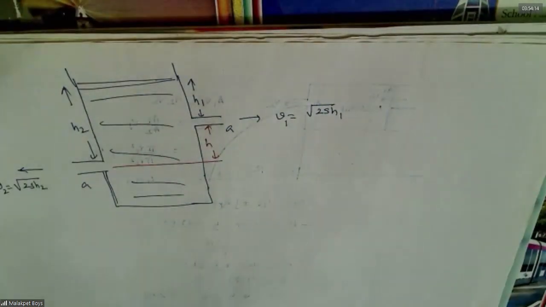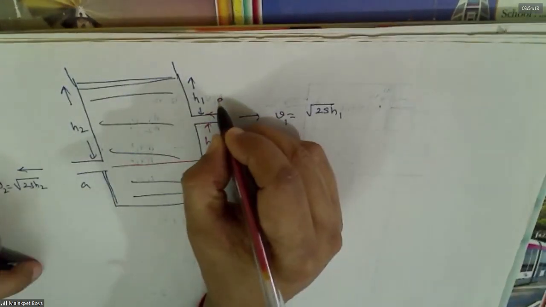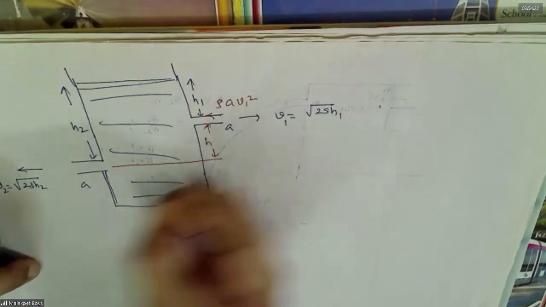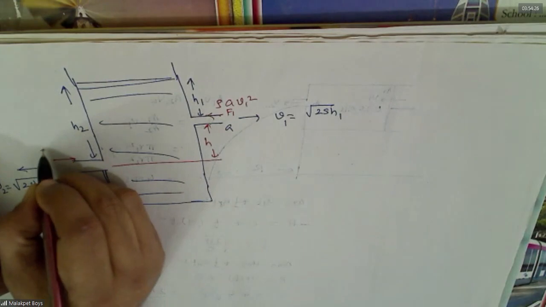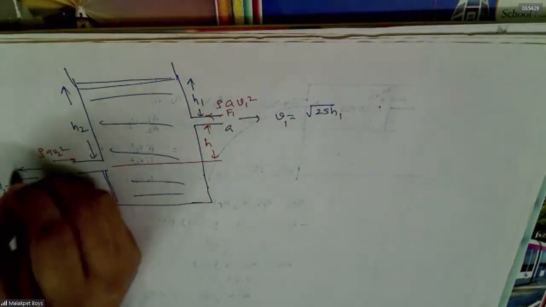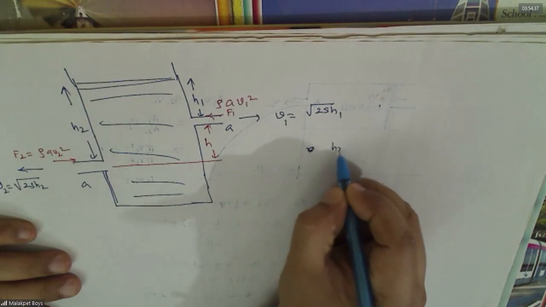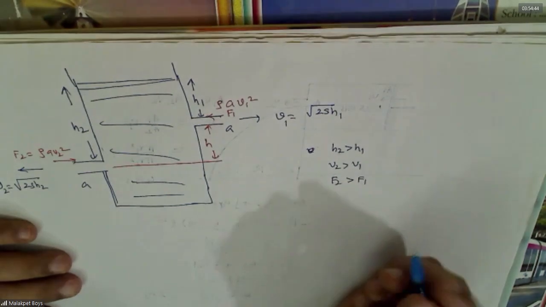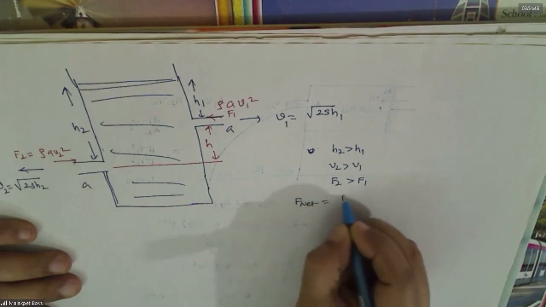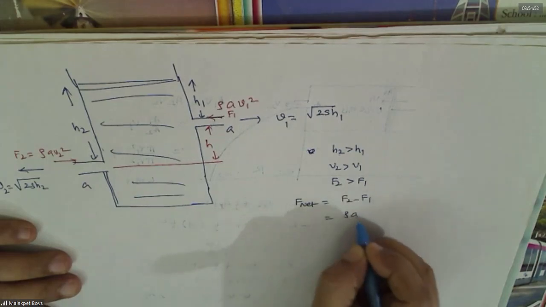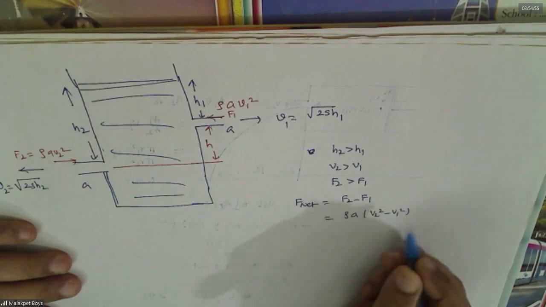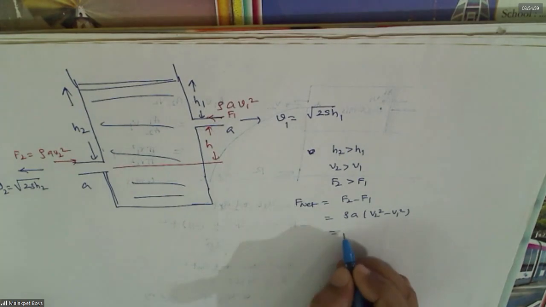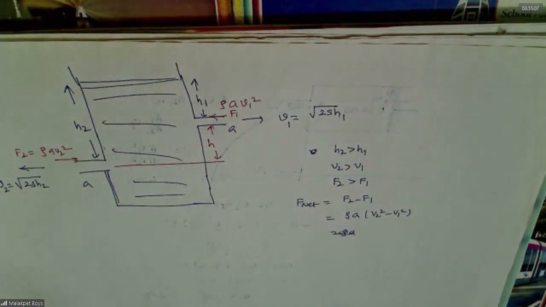So due to that, there is a thrust force, no? What is the thrust force? Rho A v square is the thrust force on this. Which force is greater? V2 is more. H2 is greater than H1, therefore F2 is greater than F1. So what is the net force on the vessel? Two rho g into A. Okay, you got till here, no?